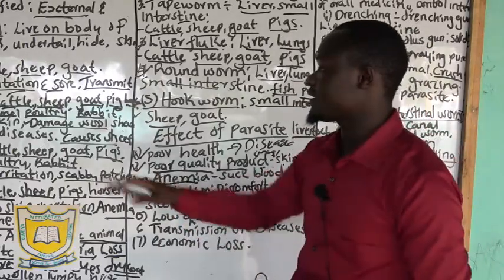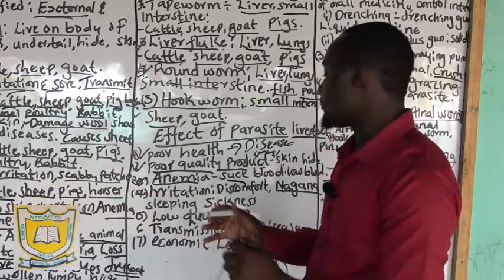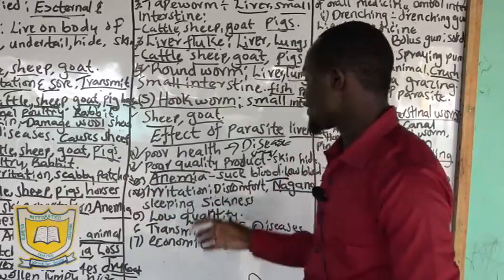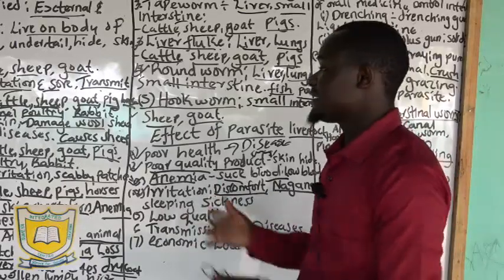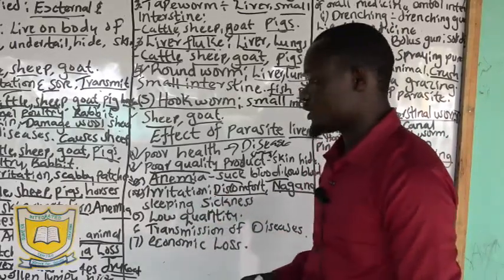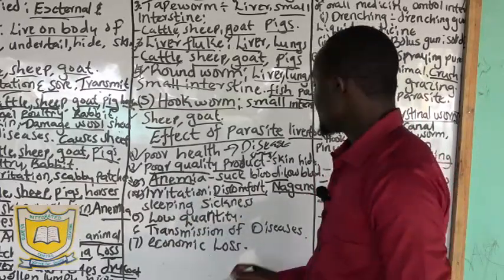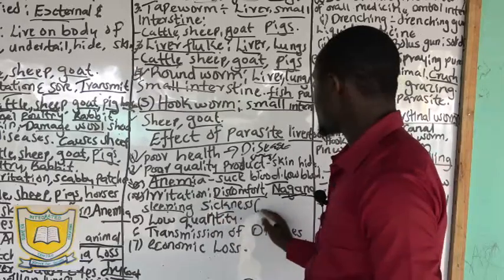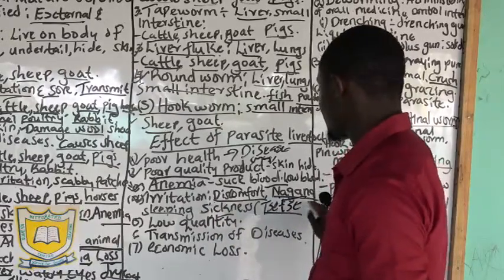Number three, we talk about anemia. I've already discussed anemia as a disease, which is caused by the low amount of blood in the body system. Number four, we talk about irritation. I've already said it is about the discomfort of the animal that leads to the animal running from one area to another. The best examples of diseases that cause this irritation are nagana and sleeping sickness. These are caused by the tsetse fly, our external parasite.